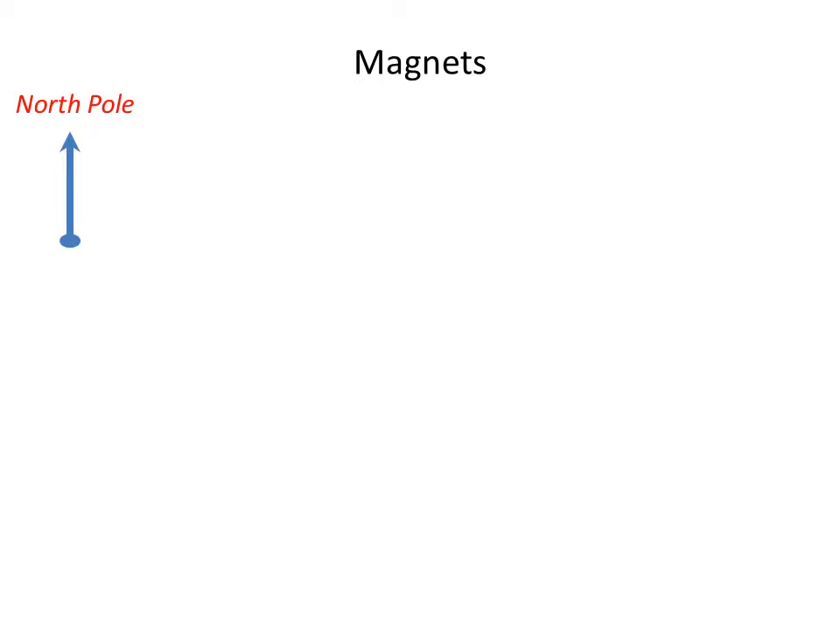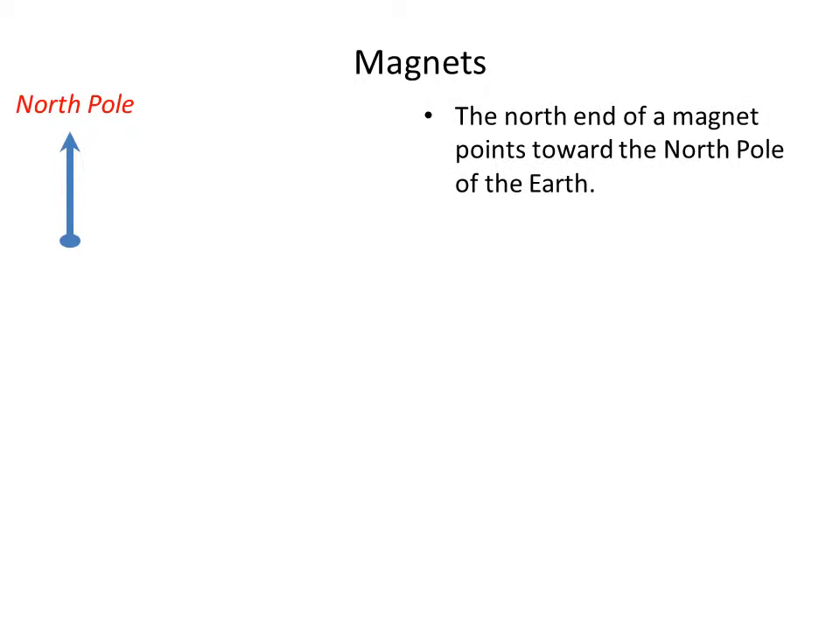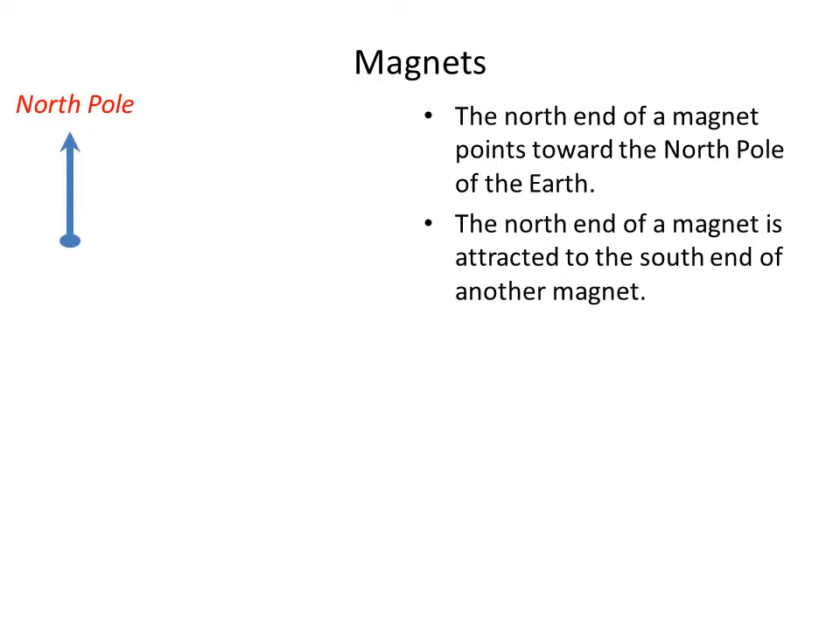This lecture begins our studies of magnets and magnetic fields. We show to the left a compass needle pointing toward the North Pole. The north end of a magnet points toward the North Pole of the Earth, so the compass needle's pointy end is the north end of a magnet. The north end of a magnet is attracted to the south end of another magnet.